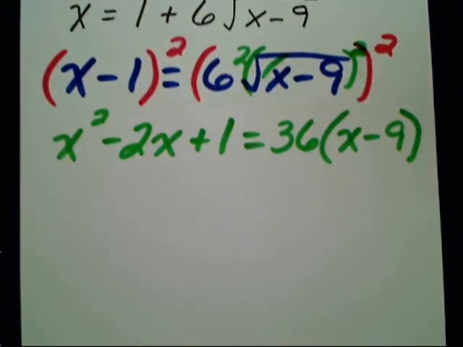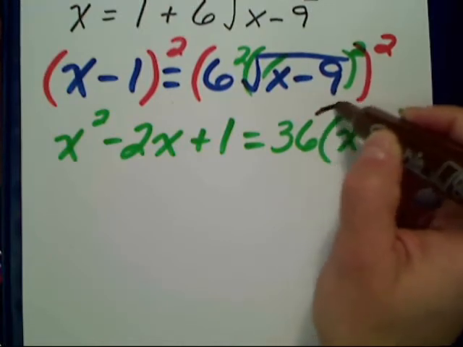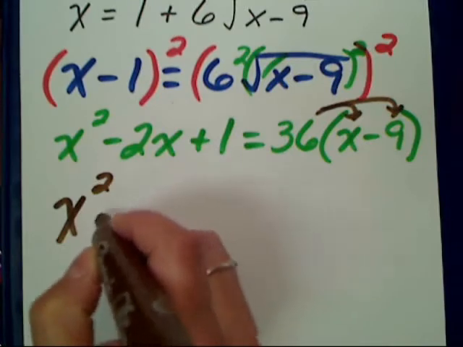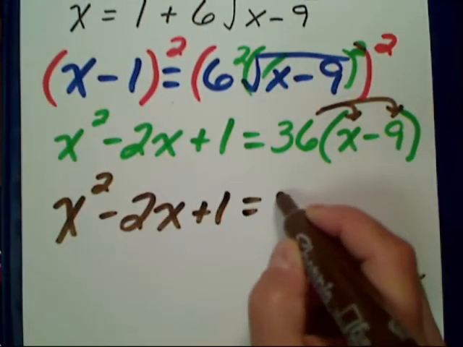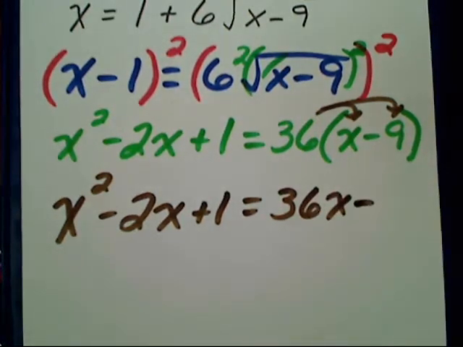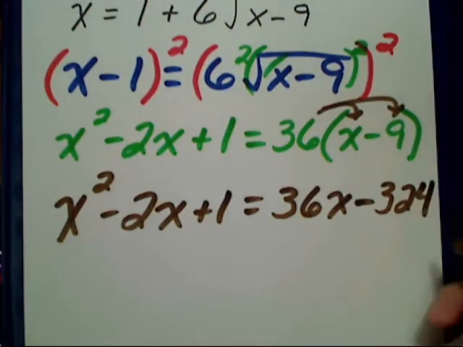Now, in order to solve any equation, we can't have parentheses at this point. We have to get things all nice and pretty. So my next step is to eliminate parentheses by using my distributive property. Let's see here. 324.